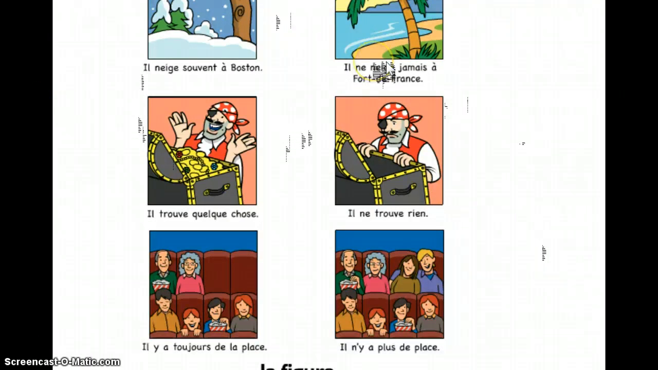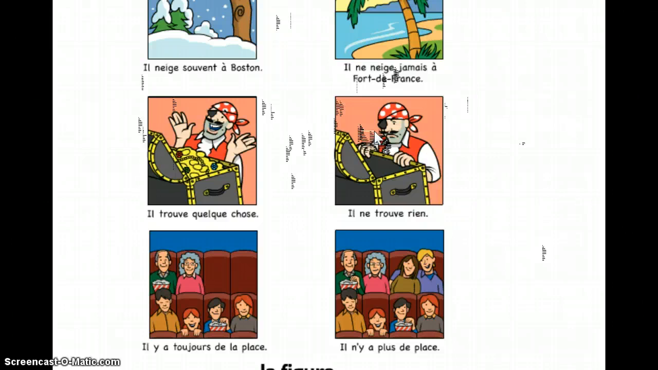Il trouve quelque chose. He finds something. Il ne trouve rien. He finds nothing. Il y a toujours de la place. There is always a place. Il n'y a plus de place. There are no more places, or there is no longer a place.